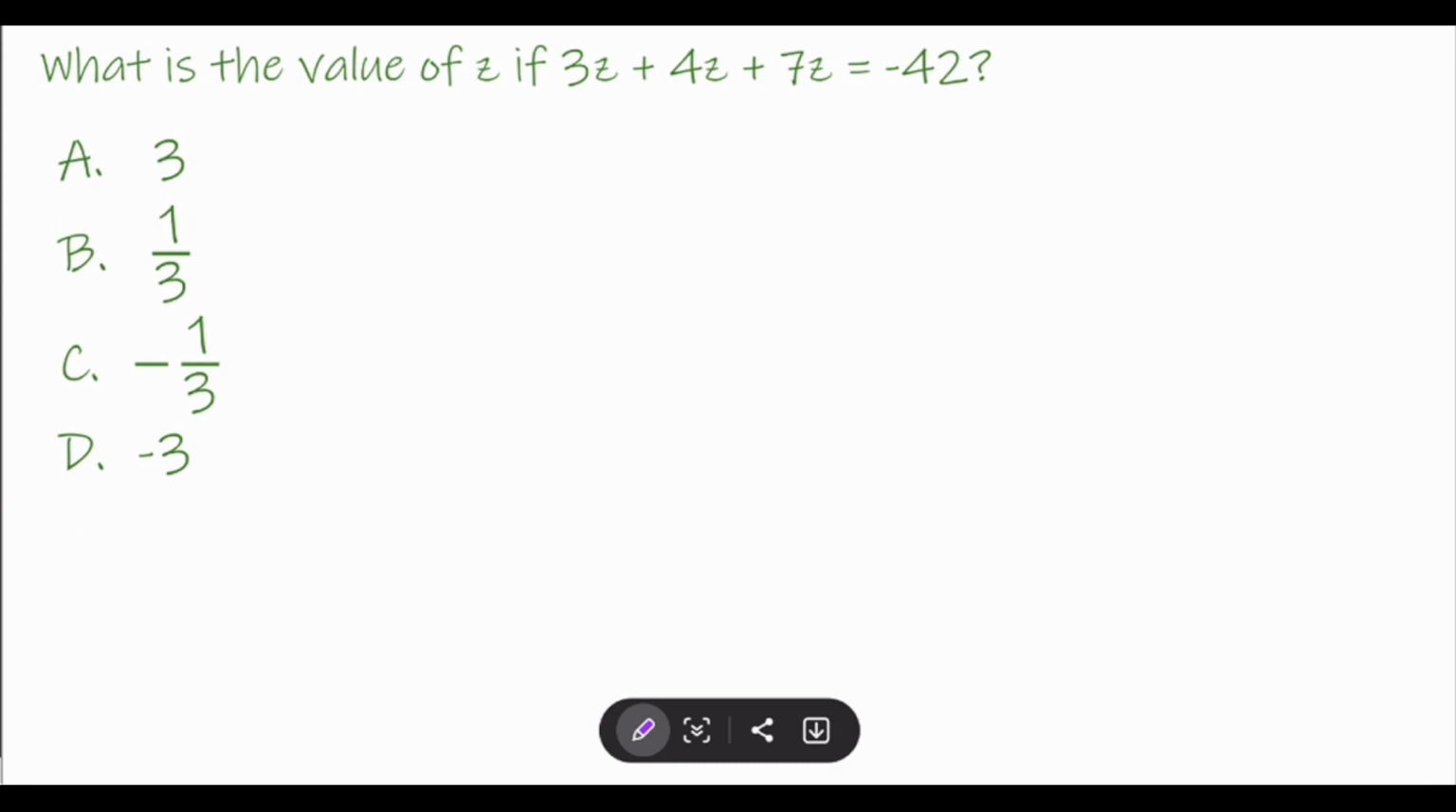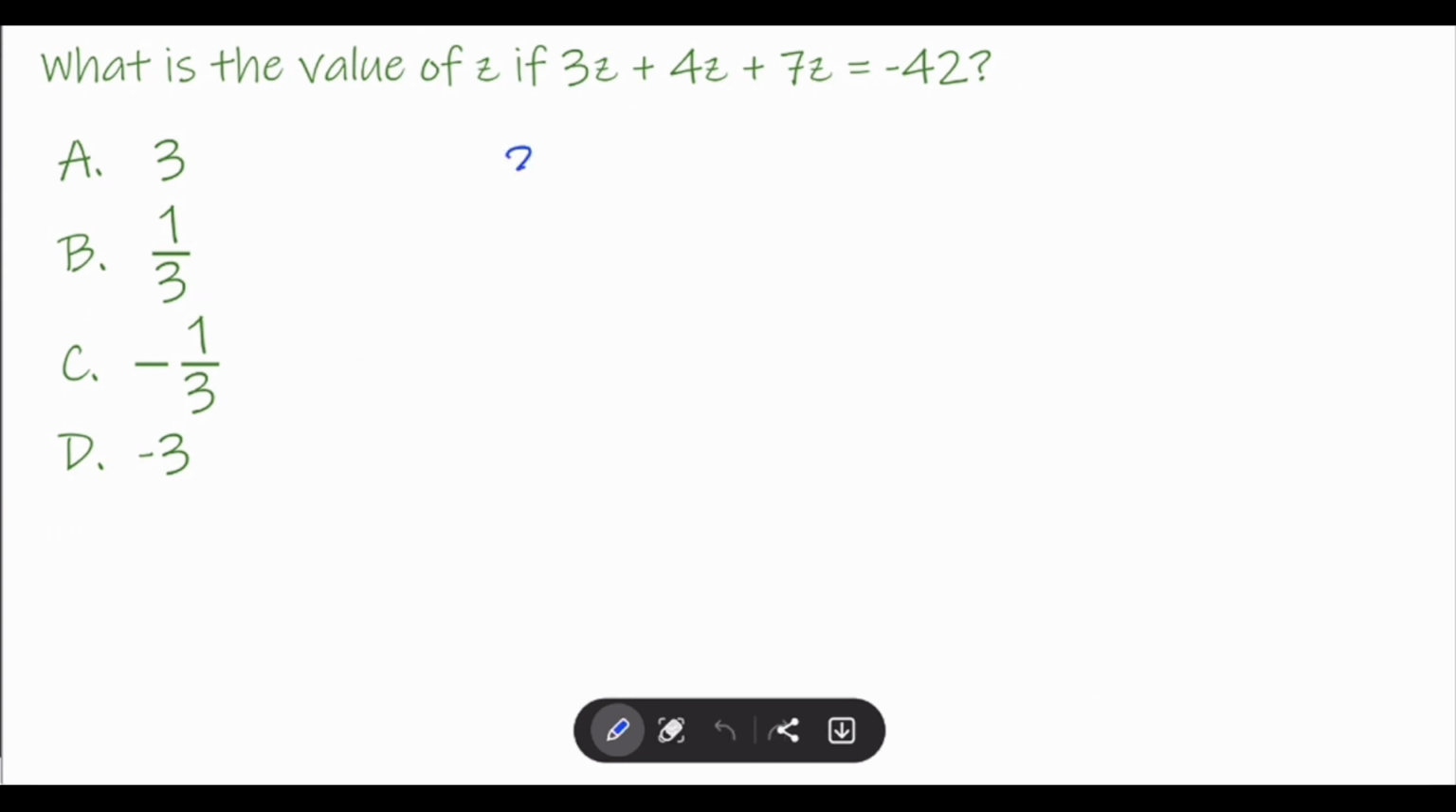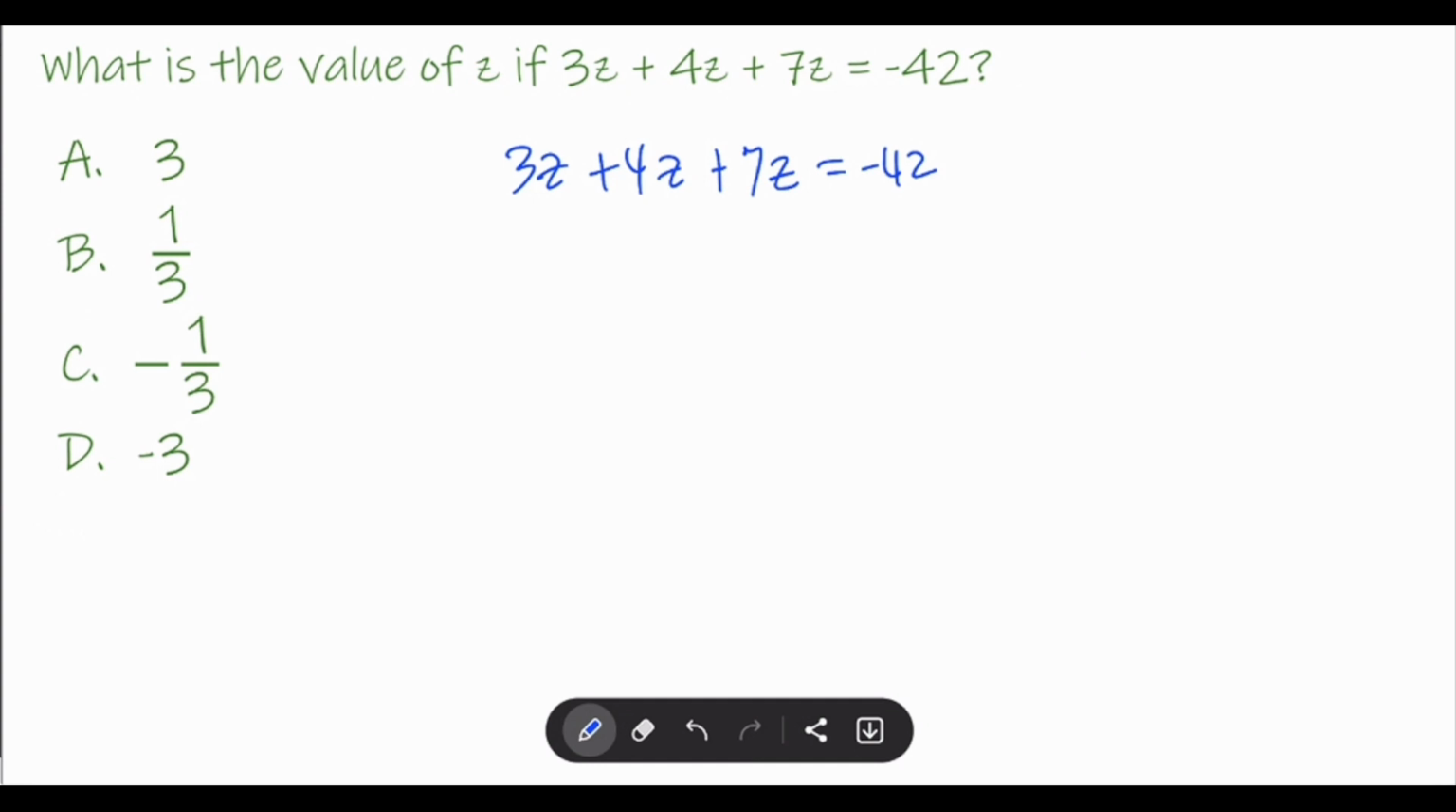So, all right, let us rewrite this first. So I'm gonna use another color for this. We have 3z plus 4z plus 7z equals negative 42. So you can combine like terms on this equation. If I say term, it's these terms.